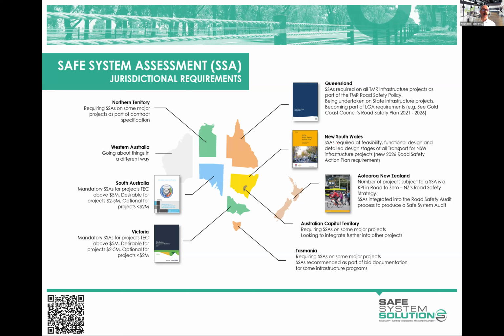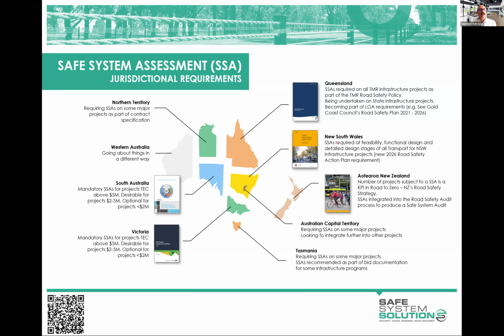Victoria and South Australia both have a policy which is identical, except for the front cover and a global replace of VicRoads with DIT at the time. So it's now DTP, and whatever South Australia is, I forget. And they basically have some dollar value triggers which mandate safe system assessments. Got some stuff happening in Northern Territory, ACT, and Tasmania as well.